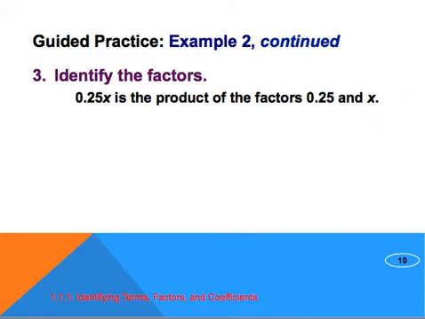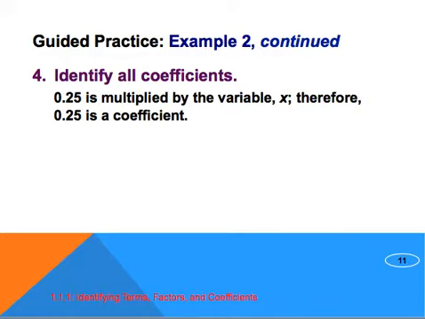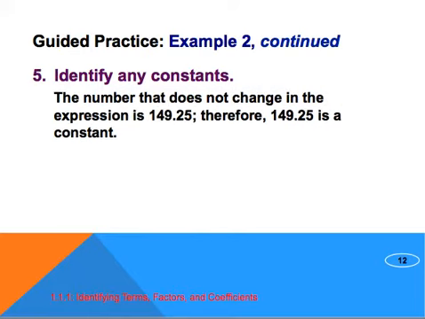All right. Identify all the coefficients. Remember, coefficients are numbers in front of a variable. So 0.25 is multiplied by the variable x. Therefore, 0.25 is a coefficient. Identify any constants. Remember, a constant is a number that doesn't change. It stands alone. Well, that sale price, that's a constant. It's not going to change. Right? When we're looking at it the way we're looking at it, the sale price is not changing.